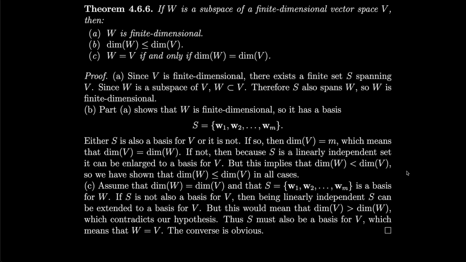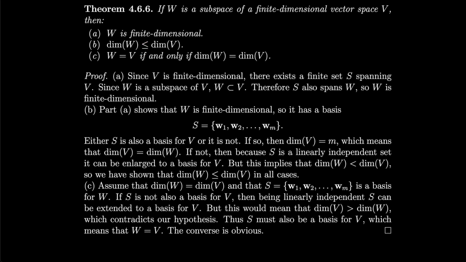Okay, let's prove this. Since V is finite dimensional, there exists a finite set S spanning V. Since W is a subspace, W is a subset of V, so therefore this finite set also spans W, so that means that W is finite dimensional. So it's easy to prove A. For part B, part A shows that W is finite dimensional, so we're going to use that. So that means it has some basis S with W1 through Wm as its vectors. Either S is also a basis for V or it is not. If it's a basis for V, then the dimension of V is equal to m, so they have the same dimension. So that's where this equal comes in.